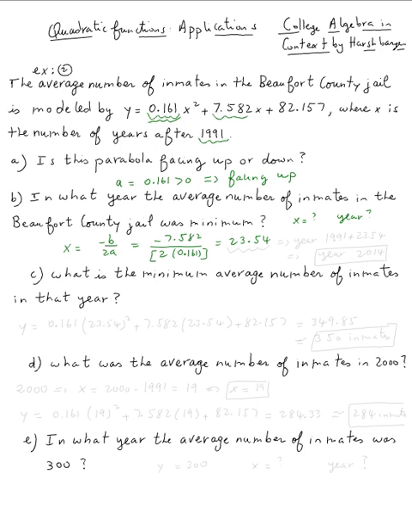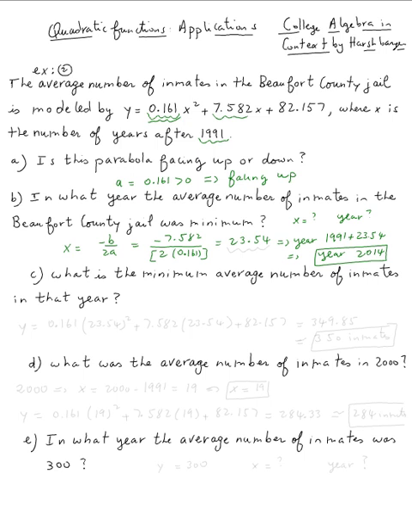Now, since x is equal to 23.54, this is the number of years after 1991. So the year will be 1991 plus 23.54, which is 2014. The 0.54 only tells us about what month, so it's the year 2014.